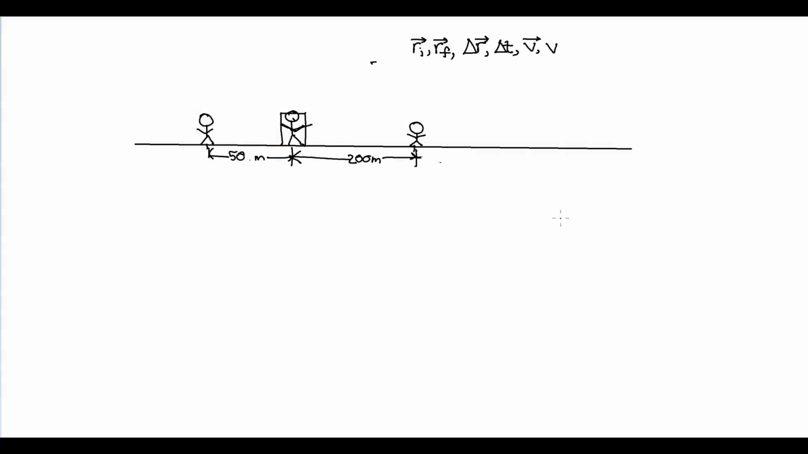My battery's running low, so let's try to hustle it a bit. Our initial position is here, relative to our reference point. Our initial position is equal to, well, first we need to define what is our i direction. So let's make our i direction towards the right. Your initial position is in the same direction as your i, so it is 200 meters in the i direction.